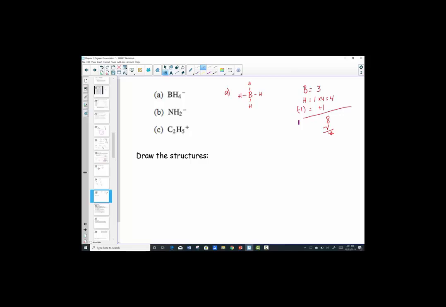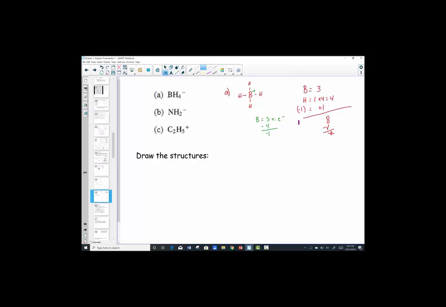And notice that boron, who lives in group 3A, therefore has 3 valence electrons, has 4 electrons assigned to it, and that's where you see the -1 as the formal charge now on the boron.